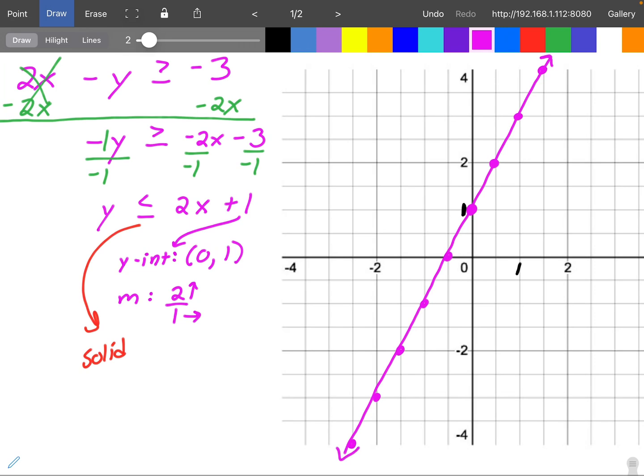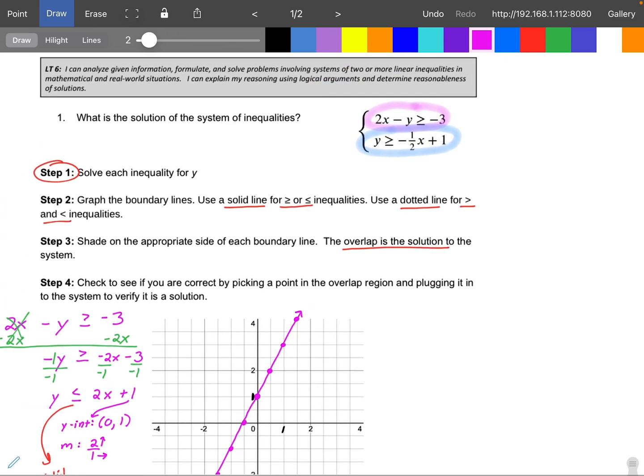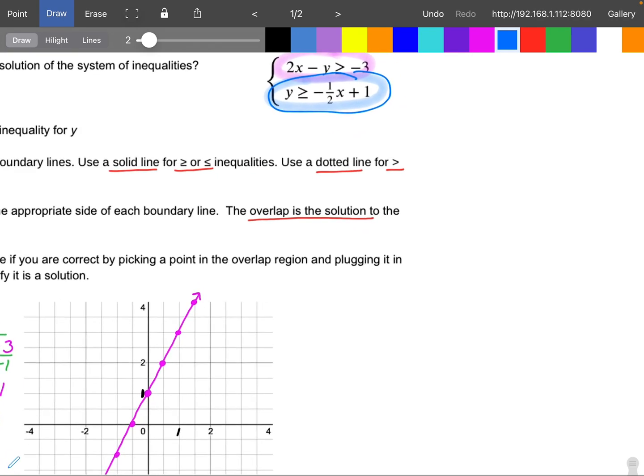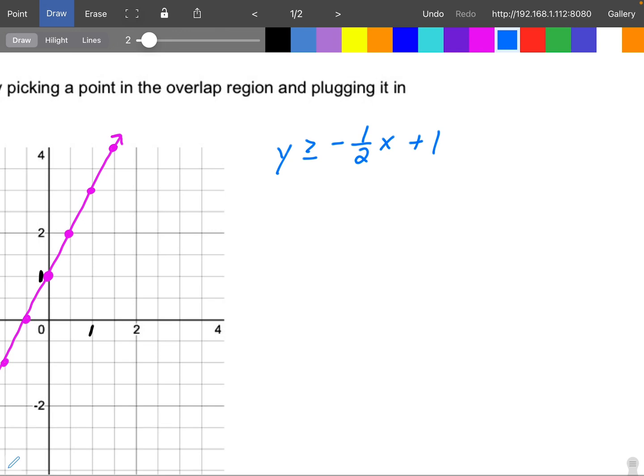Let's take a look at our second line. So the second line is going to be this second inequality right here. So we're going to rewrite that one. So we have y is greater than or equal to negative 1/2 x plus 1. Now the nice thing about this one is y is already by itself, so I don't have to change this one. I can just graph it the way it is.